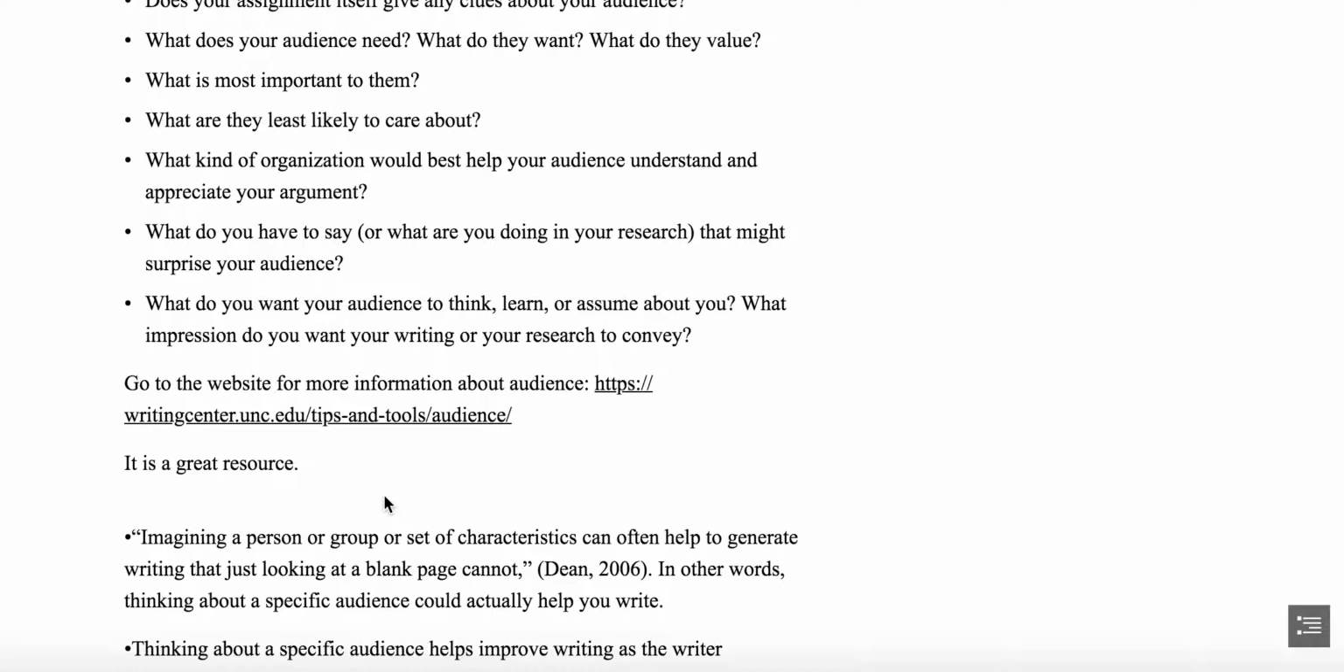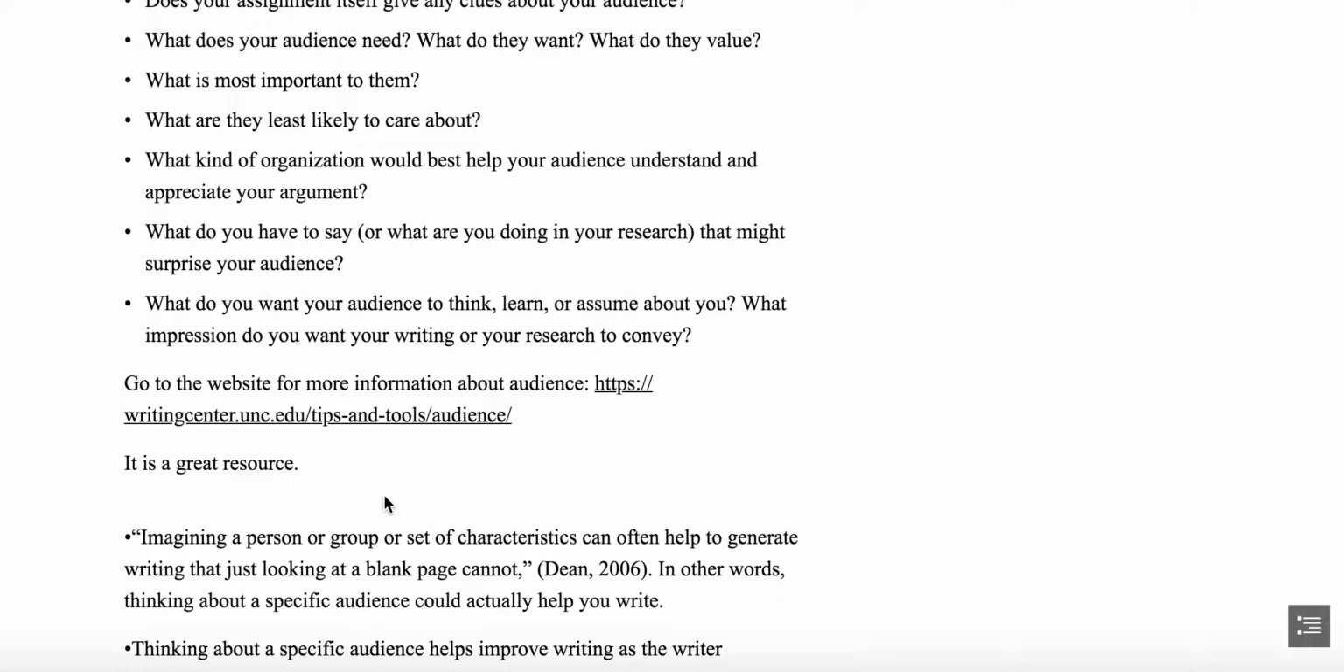So remember that example with the diabetes? Someone with diabetes does not want to read an encyclopedia-like essay that just gives a general overview. This is what diabetes is. These are the symptoms. I know all of that if I have diabetes. What do people with diabetes care about? What do they value? What is important to them? What's going to keep them reading your essay?